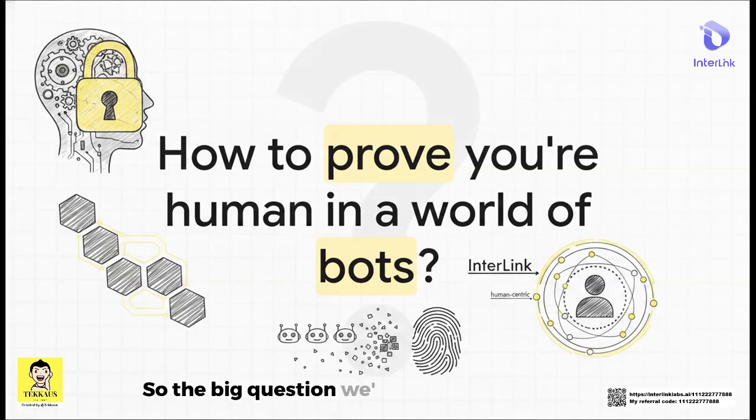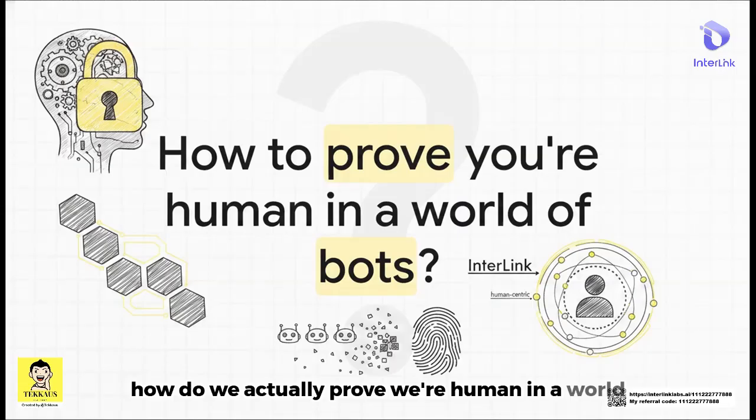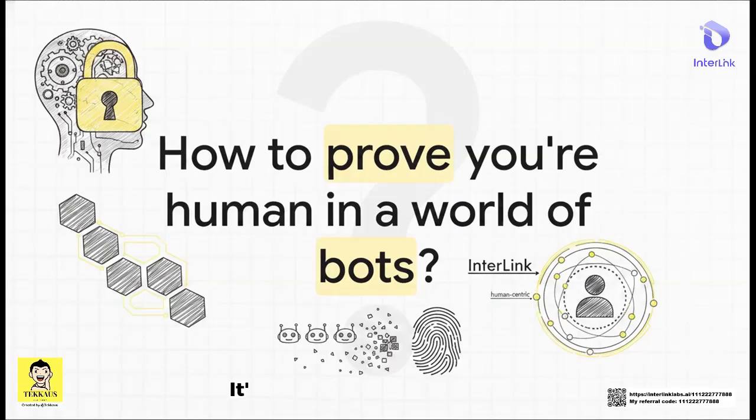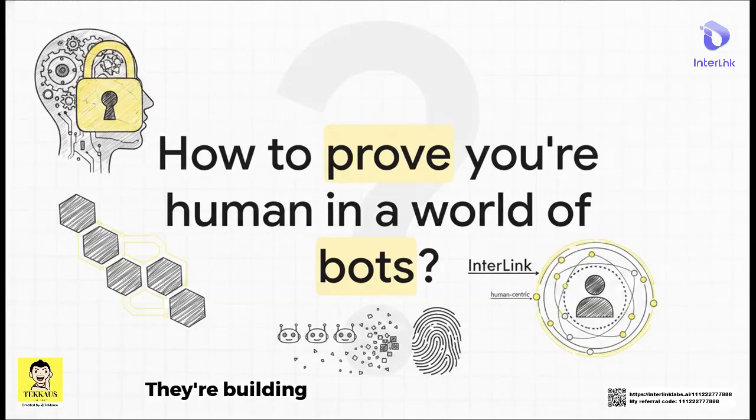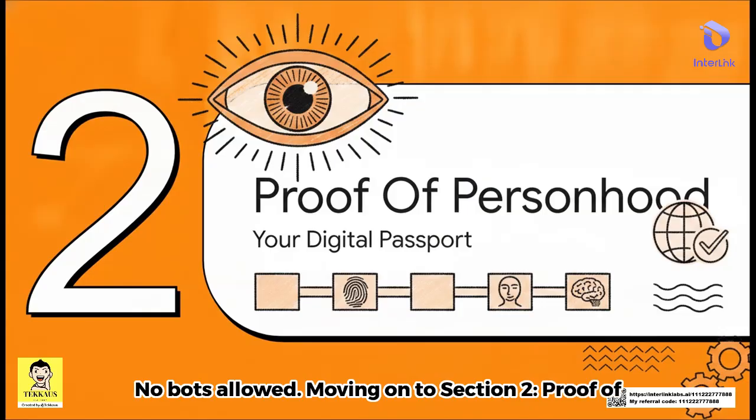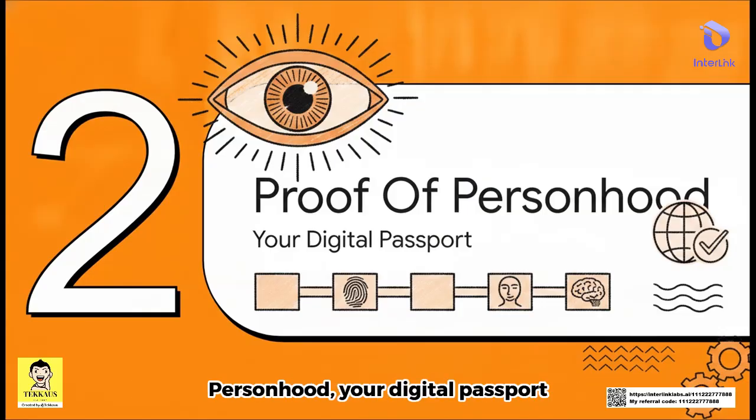So the big question we're tackling today is this: how do we actually prove we're human in a world crawling with bots? It's a massive digital dilemma. But as our on-chain world gets increasingly packed with non-human actors, InterLink is positioning itself as the critical foundation for the future. They're building a network where verified, real, everyday humans are the absolute center of the ecosystem. No bots allowed.